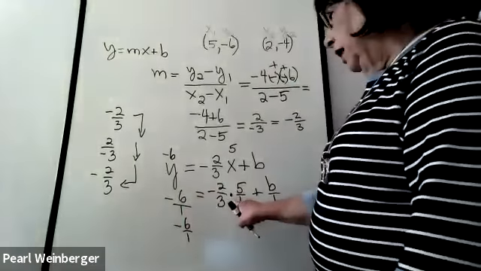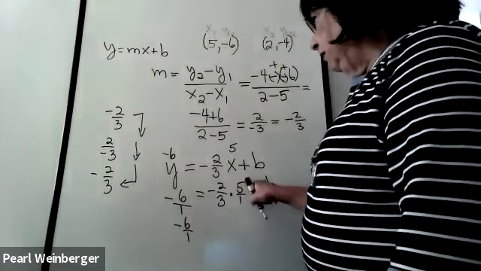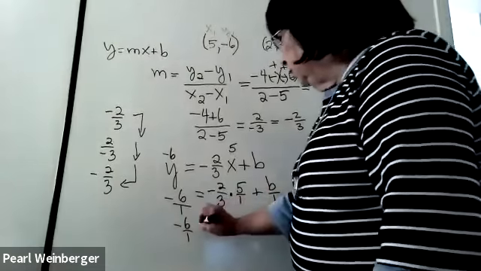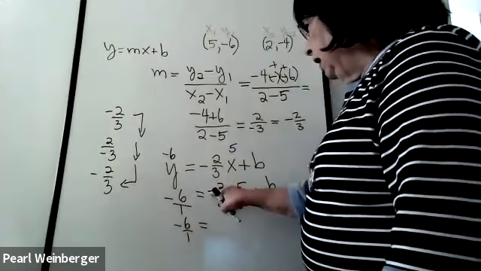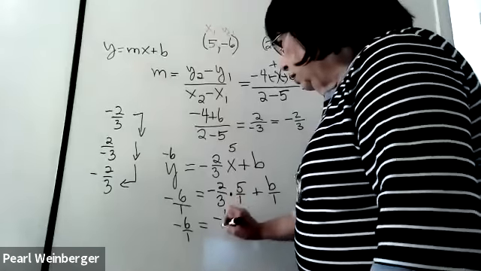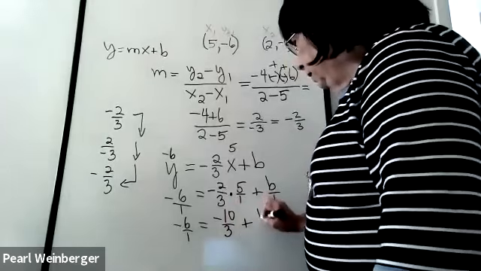Now I have to multiply this. -2/3 times 5/1. Now there's nothing that we can cross cancel, so we just multiply the numerators together. -2 times 5 is -10 over 3 plus b over 1.